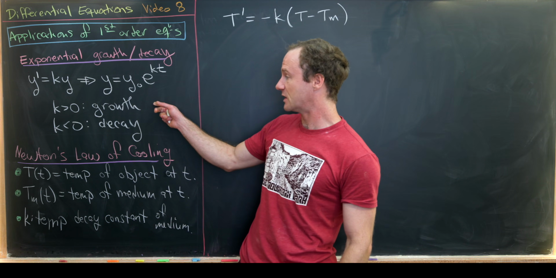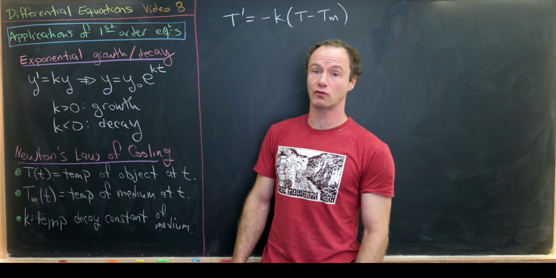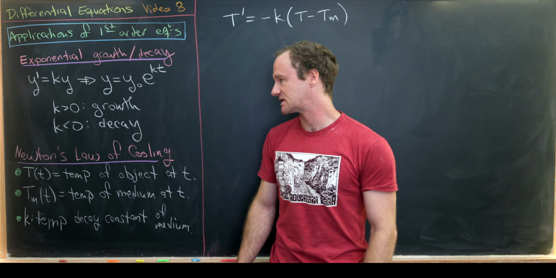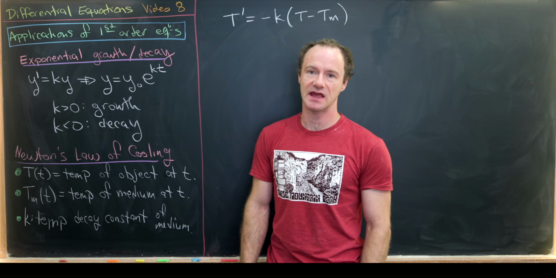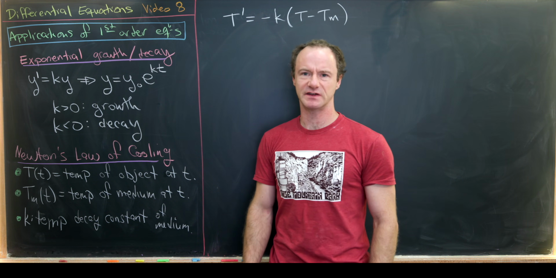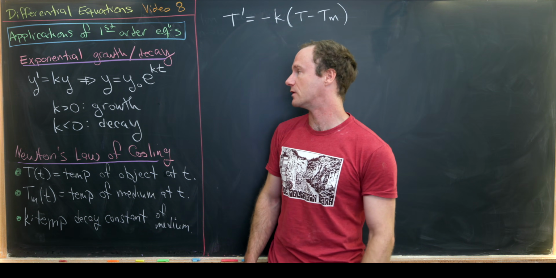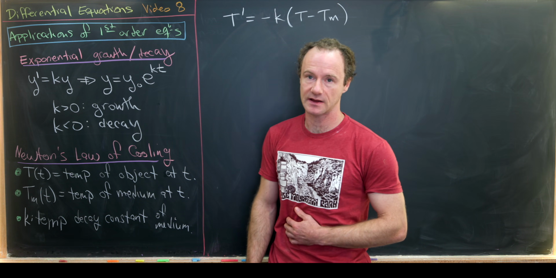So if k is bigger than 0, then we have exponential growth. And if k is less than 0, then we have exponential decay. That's all I'll really say about this, because likely you're pretty familiar with exponential growth and decay.